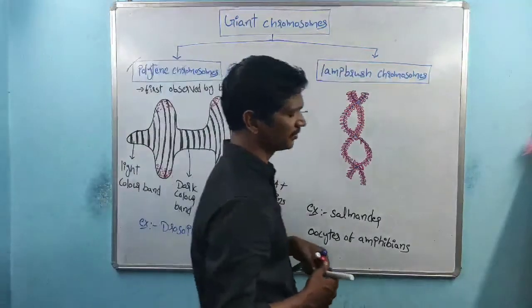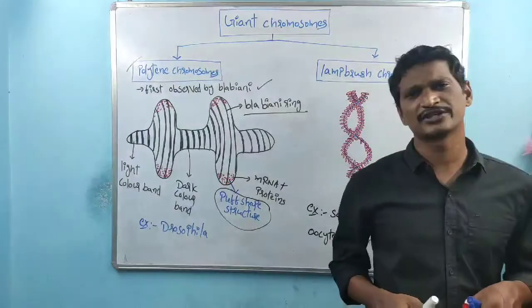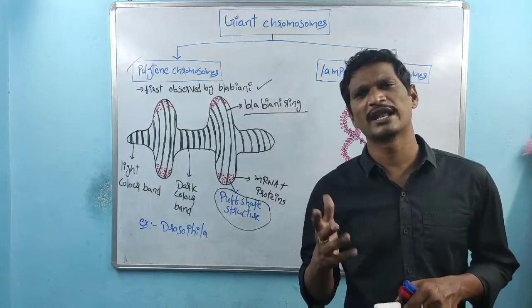Coming to the next type of chromosome, the lampbrush chromosomes. We know about the lamps.